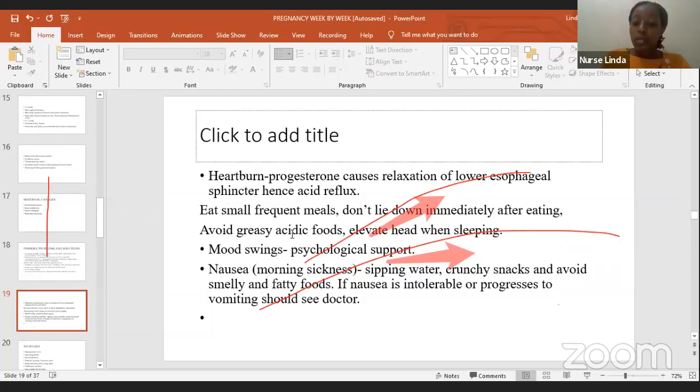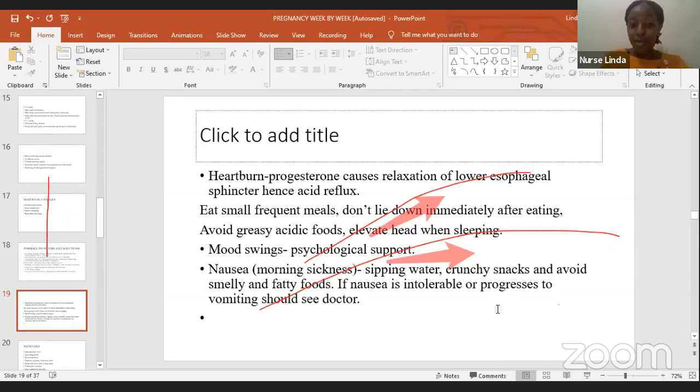They also need to avoid foods that are greasy, that is a lot of fatty foods. They also need to avoid acidic foods, and they elevate the head of the bed when sleeping. This can be done by the use of pillows, just to ensure that the head is above the stomach level.